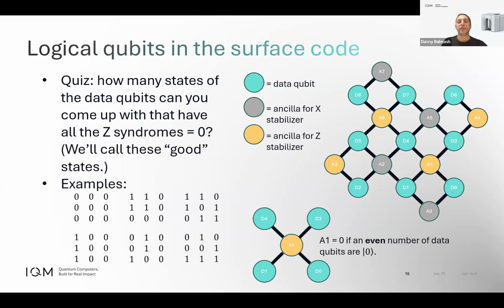Okay, so it turns out then that we can take these states, which we are going to call good states, just so that I have some shorthand to call them. That's not a standard name. I'm just calling them good states. It's handy. And we can take those, and we now also need to make sure that there are no errors detected by the X stabilizers.